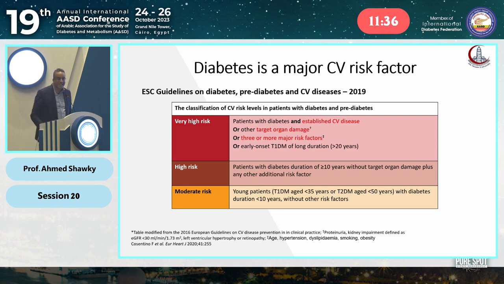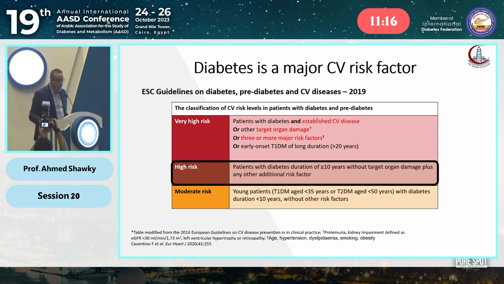If the patient has established cardiovascular disease with diabetes, he or she is very high risk. If the patient has target organ damage, he or she is at very high risk. If the patient is diabetic with three or more major risk factors, he or she is very high risk. Our patient, who has a duration of diabetes more than 10 years, is a high-risk patient. Only some diabetics, younger patients with a lower duration of diabetes, have a low risk. So it's important to understand most diabetics are going to be in the high or very high risk category.